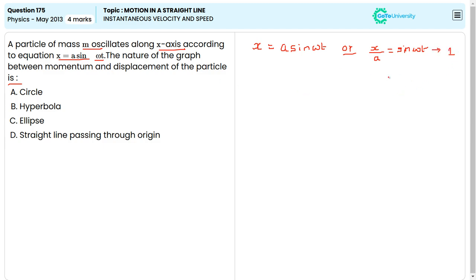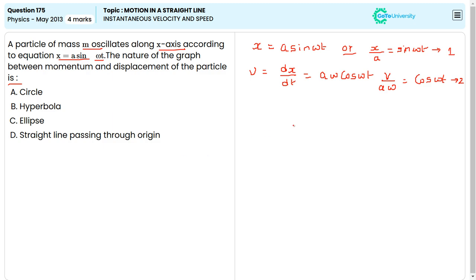And the velocity, if I'm going to write the velocity, that is v is equal to, differentiate the above equation, that is dx by dt with respect to t. If we differentiate, we get the answer a omega cos of omega t. Then we can write this one as v divided by a omega is equal to cos of omega t. I'm going to write this as equation number 2.